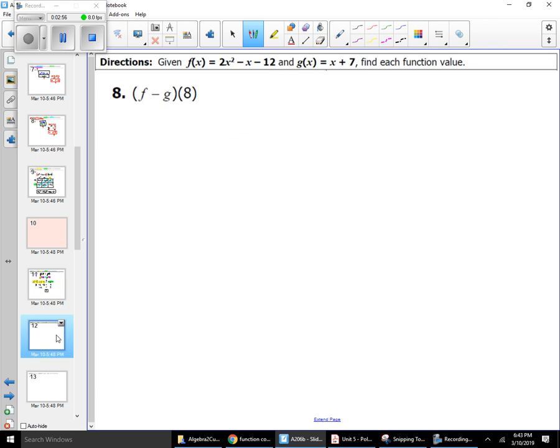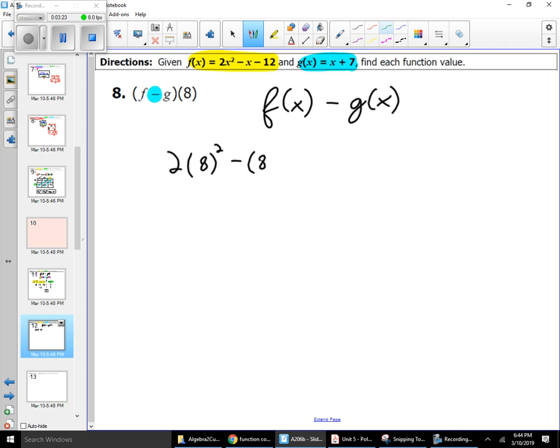Let's take a look at a subtraction example. With subtraction, keep in mind here, we are subtracting an entire function. So I'm taking all of f and subtracting all of g. So f of x, that hasn't changed. This will be 2x squared minus x minus 12. And if you're wondering where that 8 is coming from, that was our given value that we're evaluating this function for. And then I'm going to subtract g of x.